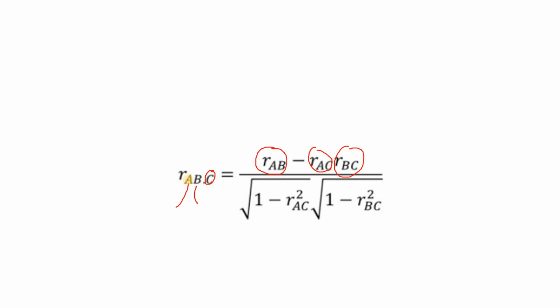So if we want to compute the correlation between A and B excluding the effect of C, then we need to use the formula where we compute the raw correlation between A and B, subtract the raw correlation between A and the factor which we want to exclude, multiplied by the raw correlation between B and the factor which we want to exclude, divided by the square root of 1 minus the raw correlation between A and the factor which we want to exclude, squared, multiplied by the square root of 1 minus the raw correlation of B and the factor which you want to exclude, that is C, squared.